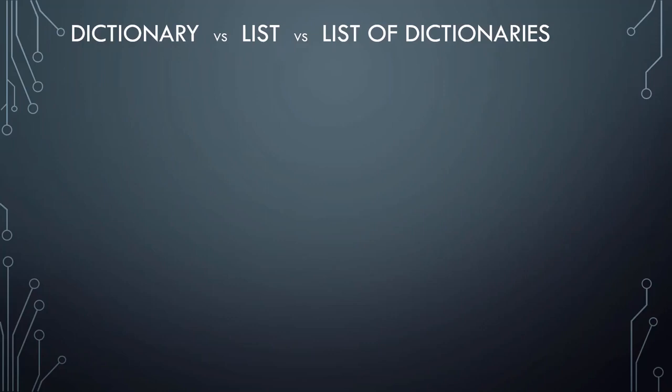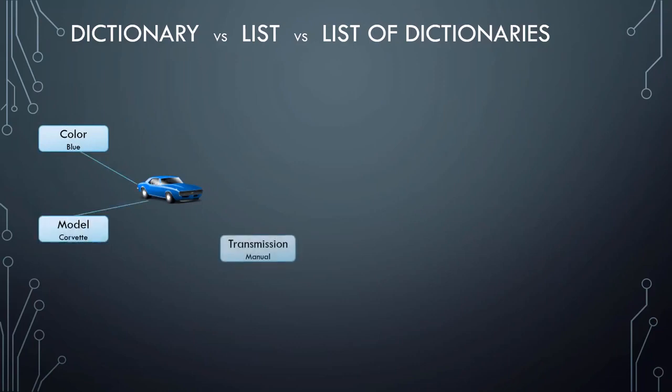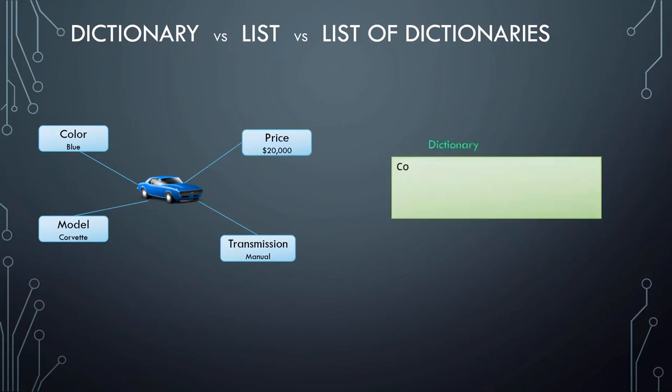A car is a single object, and it has properties such as color, model, transmission, and price. To store different information or properties of a single object, we use a dictionary. In this simple dictionary, I have properties of the car defined in a key value format. This need not be as simple as this.